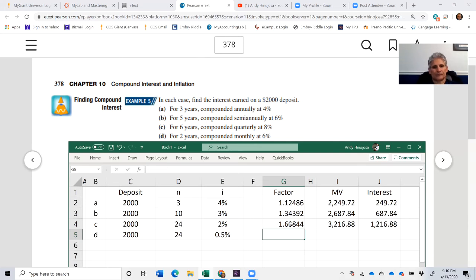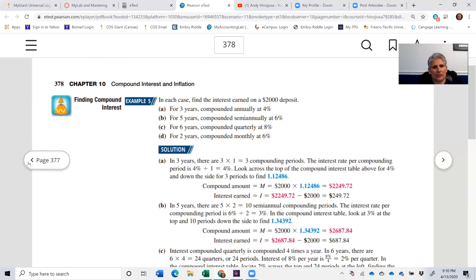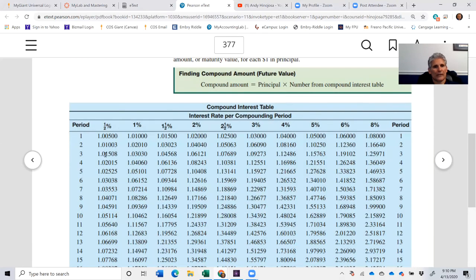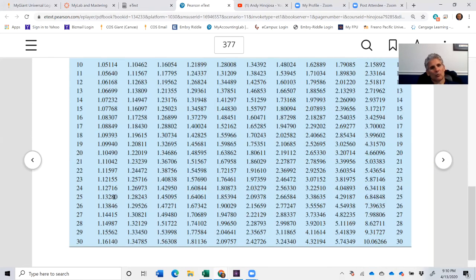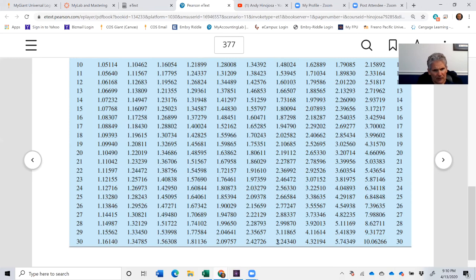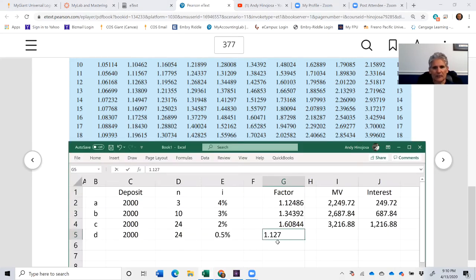All right, 24 and 0.5. Let's look for 24 periods at 0.5%. 0.5% for 24 periods, 1.12716.